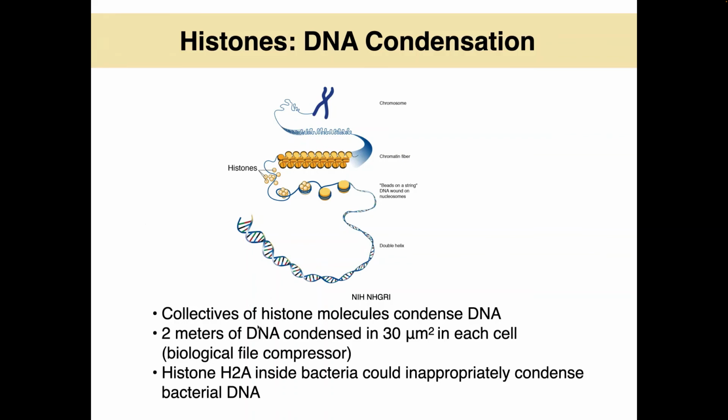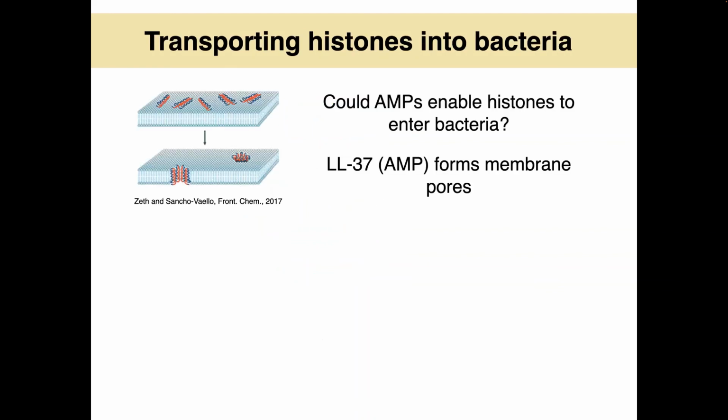DNA inside one cell, if you were to pull it out linearly, would span about 2 meters. These histones help DNA condense into just a 130 micron squared area. So I think about histones as a biological file compressor. Our hypothesis was that if these histones interacted with bacteria, they could inappropriately condense bacterial DNA, because bacteria don't have these types of proteins that condense their DNA.